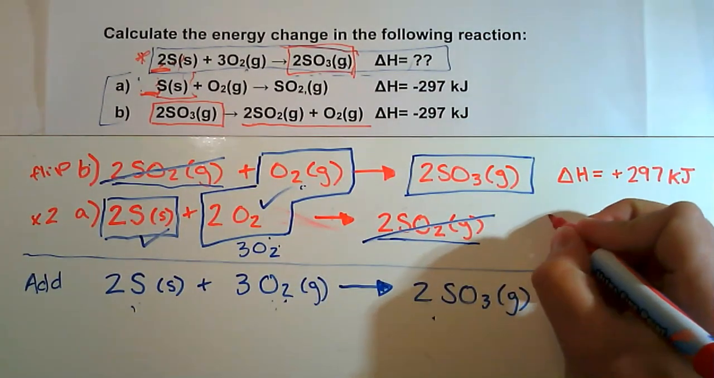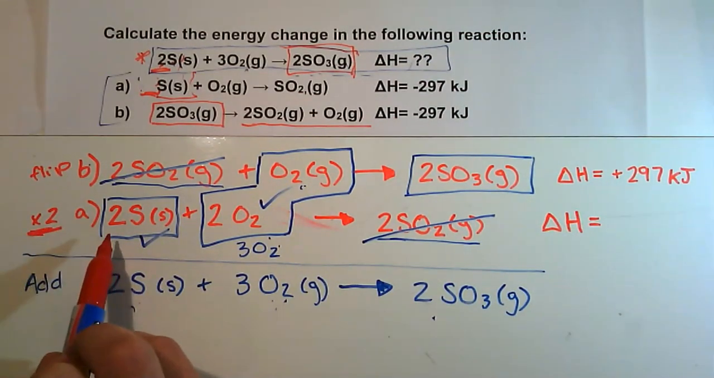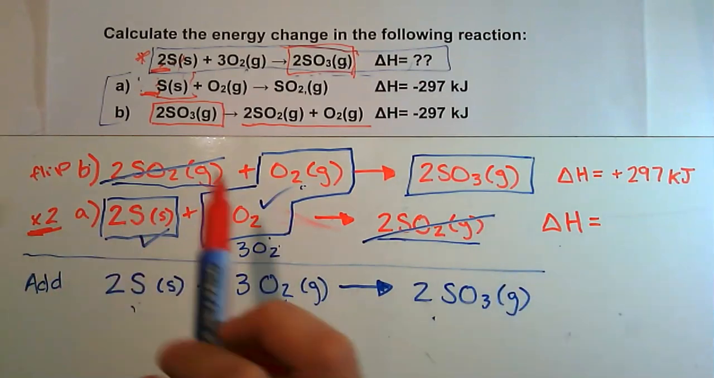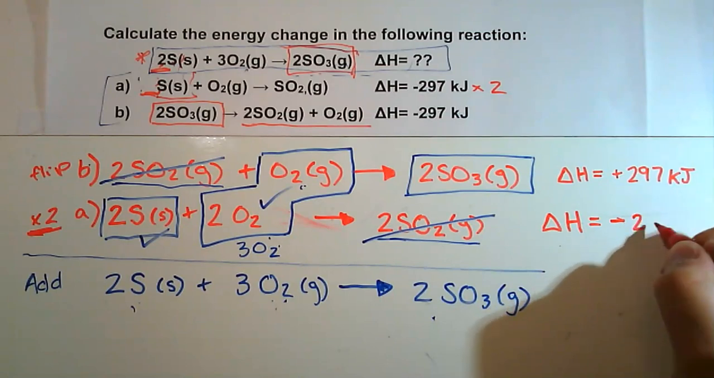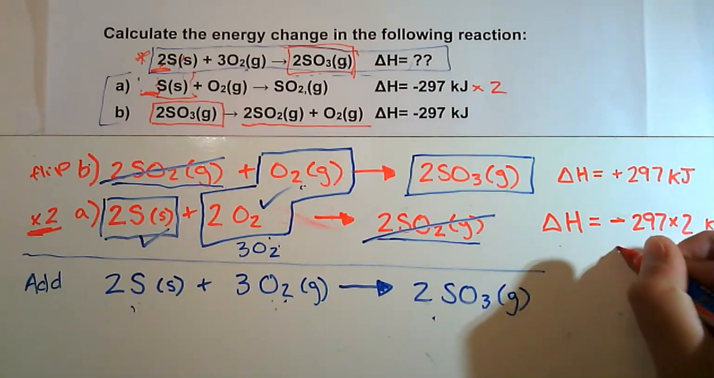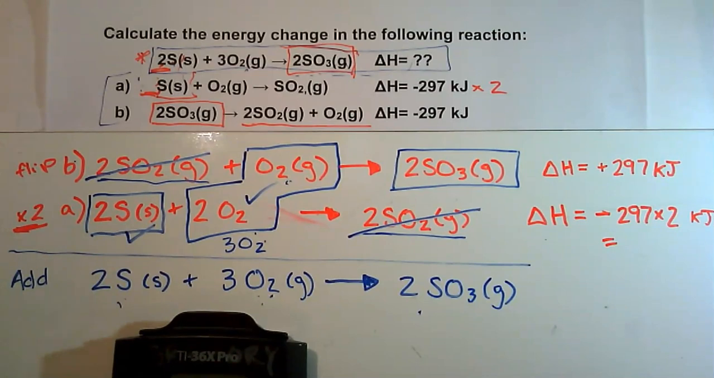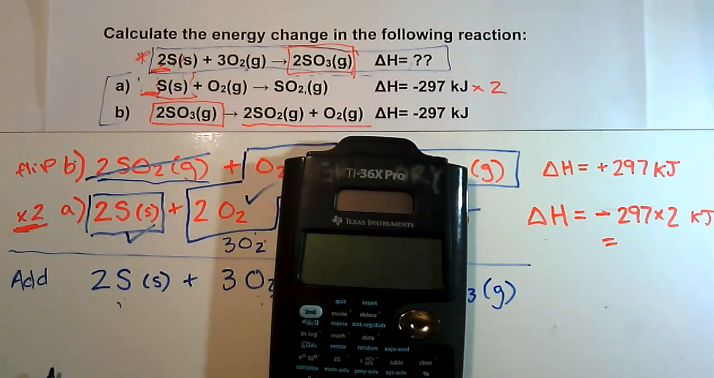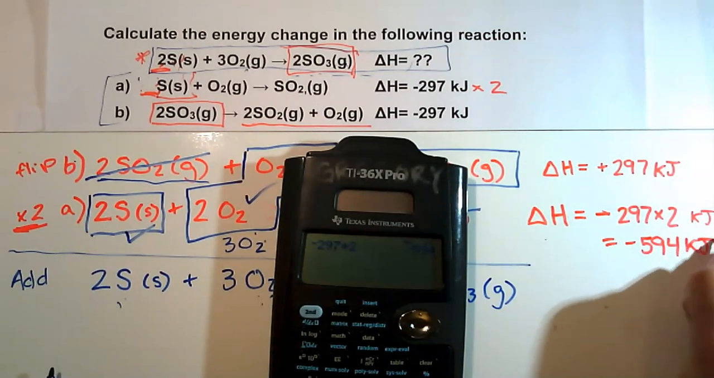So now all I have left is to manipulate this second delta H value. I multiplied the equation by 2, so I also need to multiply the delta H of reaction A by 2. So negative 297 times 2 kilojoules. Going off the screen a little bit there, bring it back a little bit. So let me get my calculator, my trusty calculator. Let's clear that out. Negative 297 times 2 gives me negative 594 kilojoules.